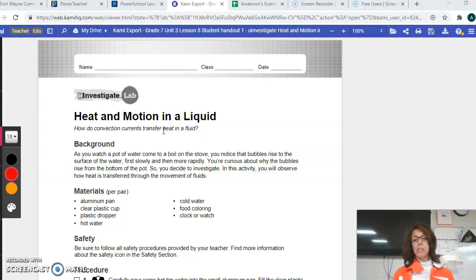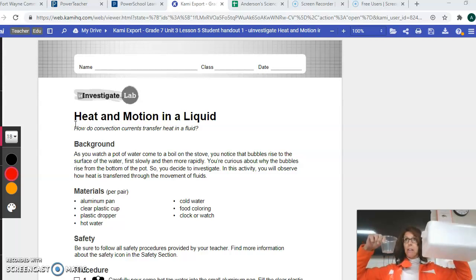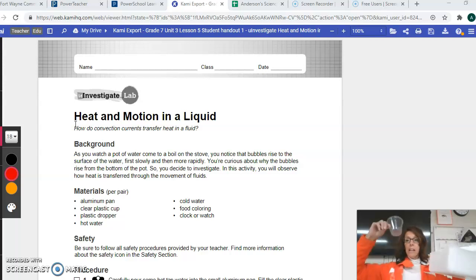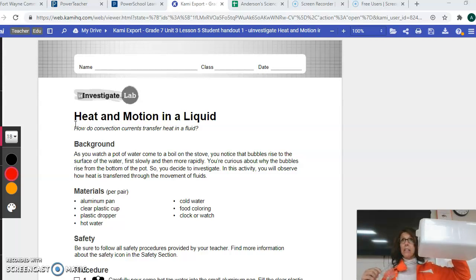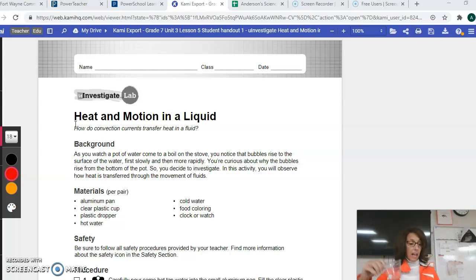So, heat and motion in a liquid lab. Hope you get an opportunity to do this. Once you're done, you can play around with it. Put hot water in hot water, and then maybe hot water in this, cold water in this, then cold and cold, hot and hot, and see if we get any differences.